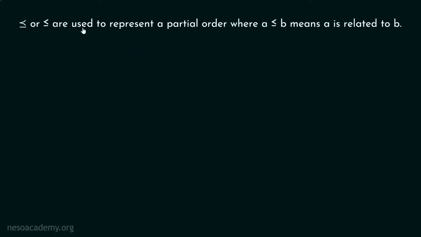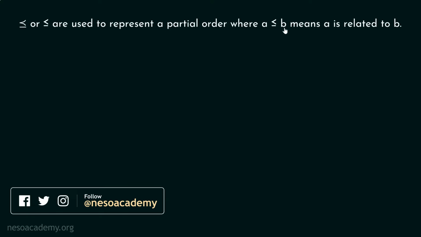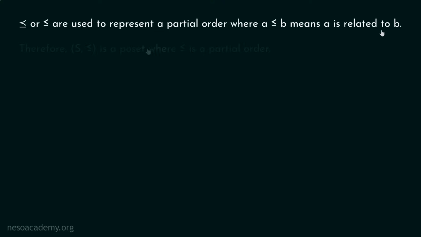These two symbols are used to represent a partial order, where A less than or equal to B, or A with this symbol with B, means A is related to B. As simple as that. Okay? These two are symbols representing the same thing. They are used to represent a partial order. A less than or equal to B means A is related to B. We are already aware about this.